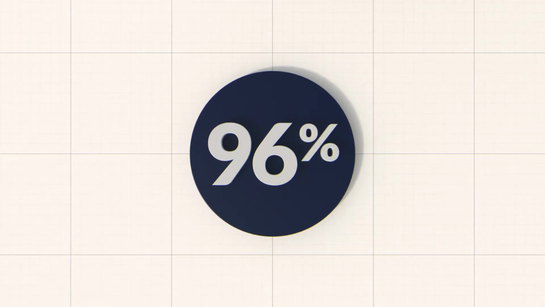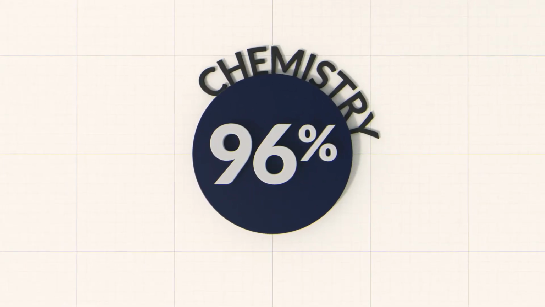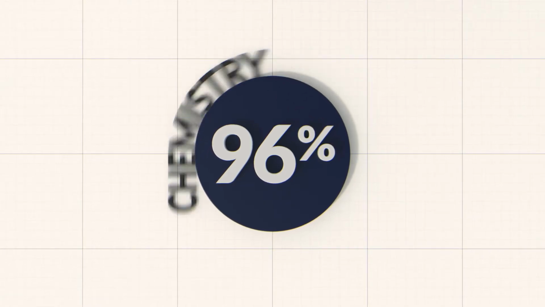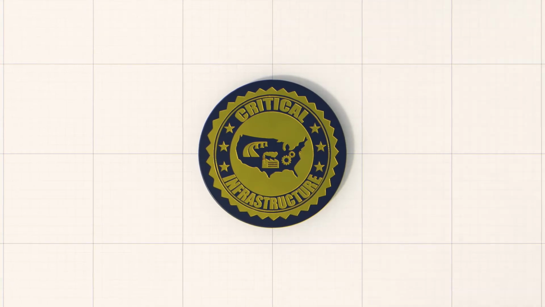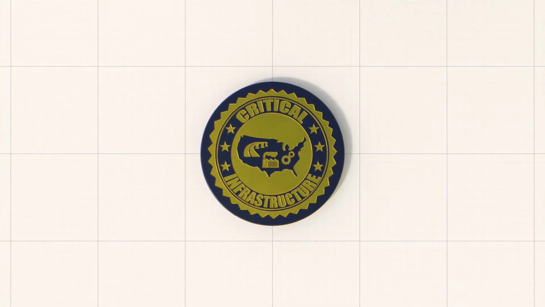In fact, more than 96% of all manufactured goods are directly touched by the business of chemistry, which is why the federal government considers the U.S. chemical sector a critical part of our country's infrastructure.